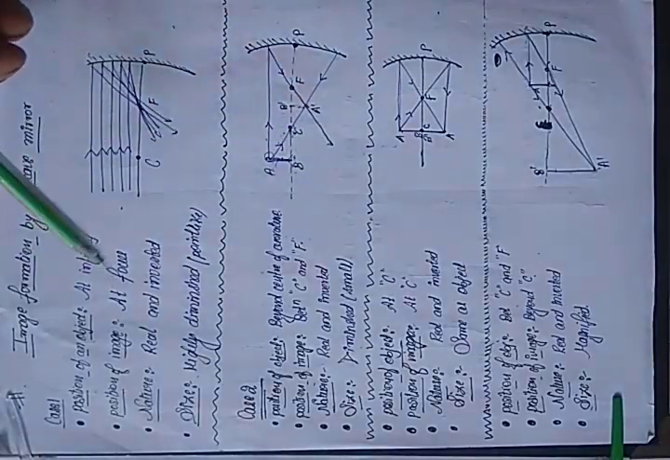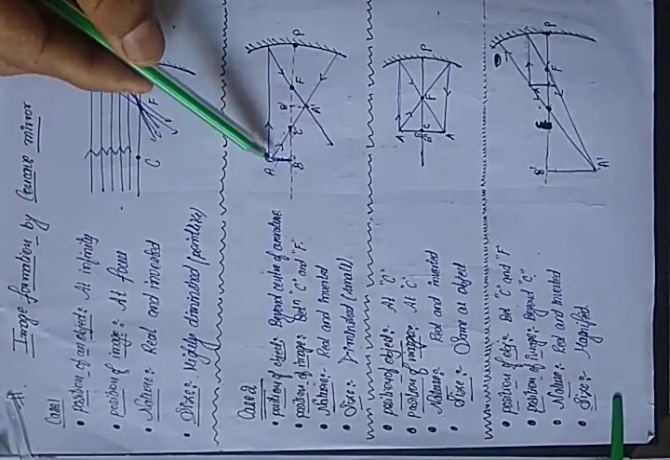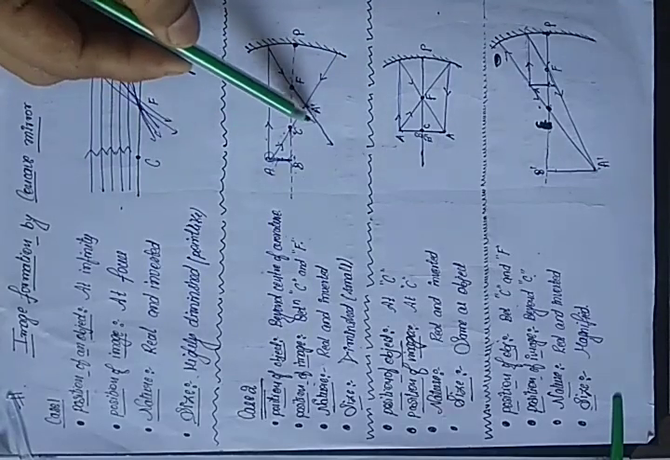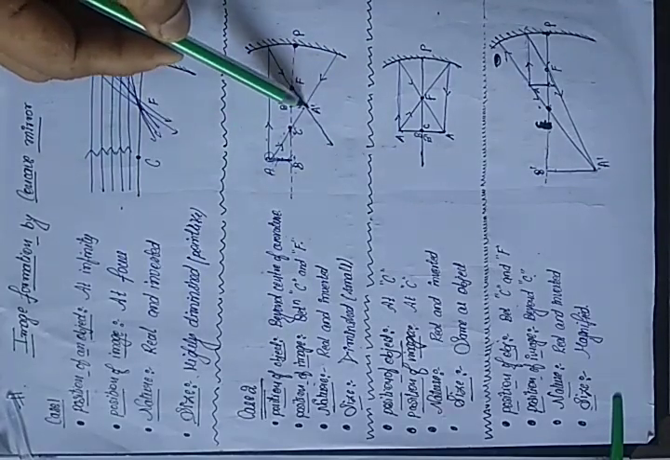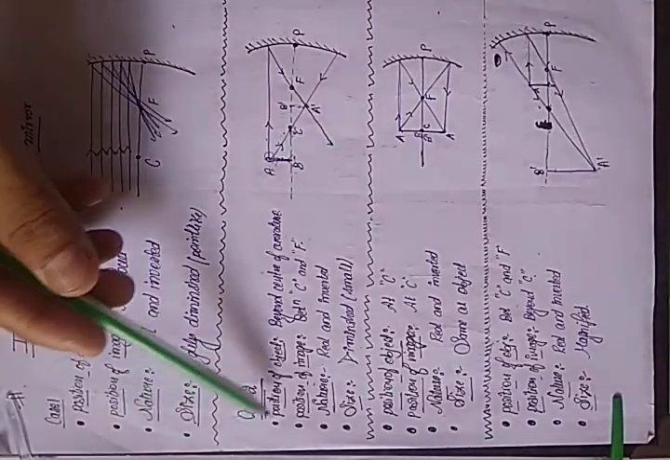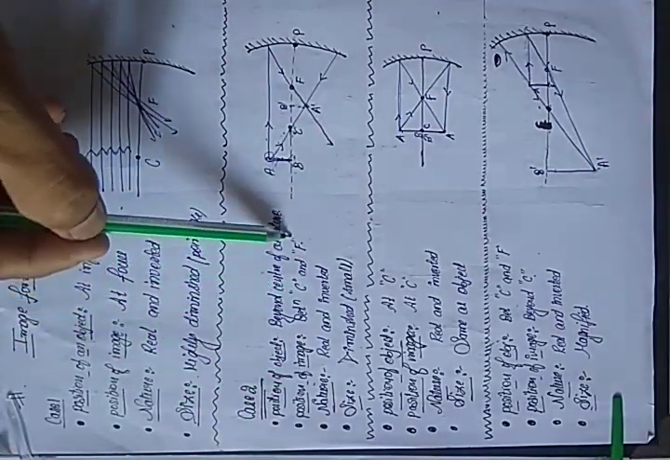Now rule number 3. What is rule number 3? Incident light on the center of curvature will reflect back through the center. Where the two reflected lights meet, that is the position of the image. These two reflected lights meet between the center and the focus. So the position of the image is between C and F.